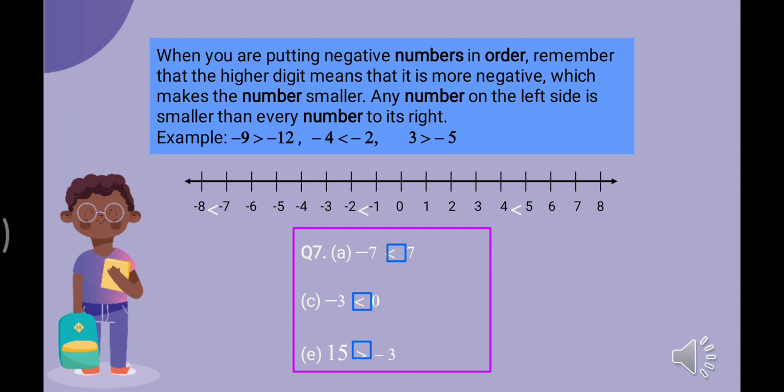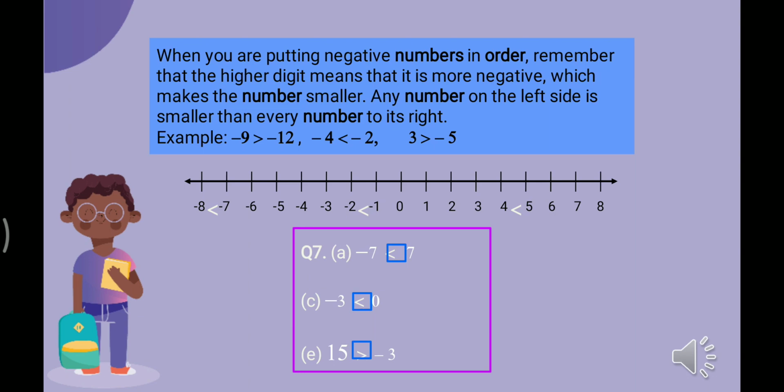Similarly, minus 4 is less than minus 2. As you can see, minus 4 is towards the left-hand side of minus 2, and 3 is greater than minus 5. We know that every positive integer is greater than every negative integer.